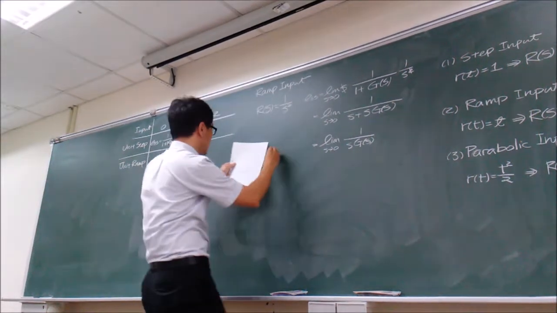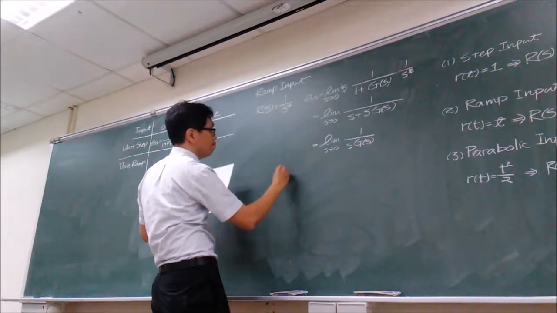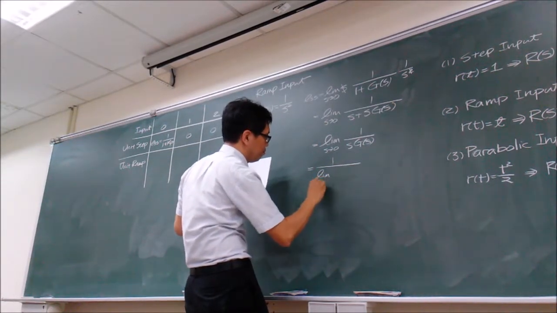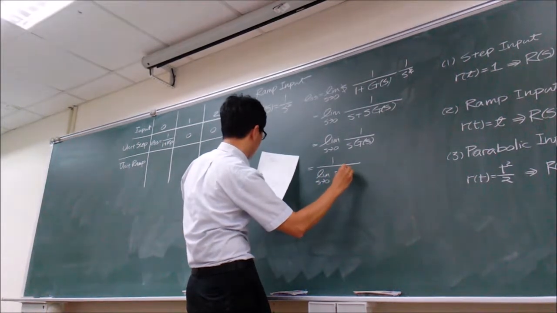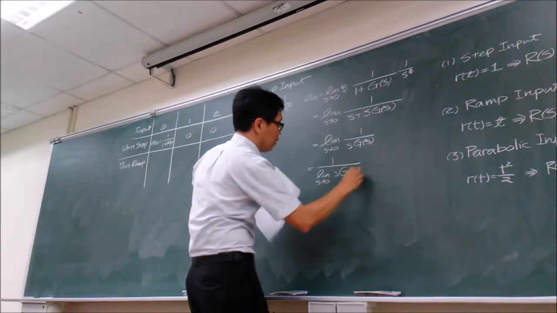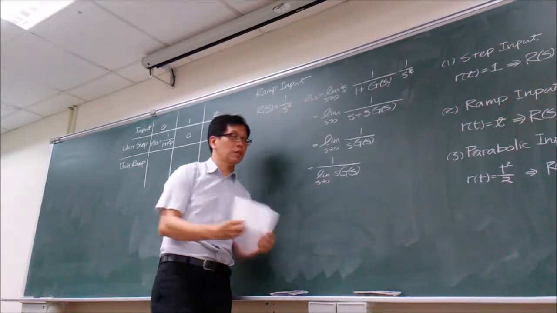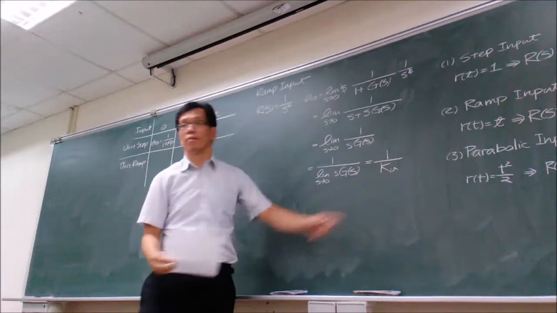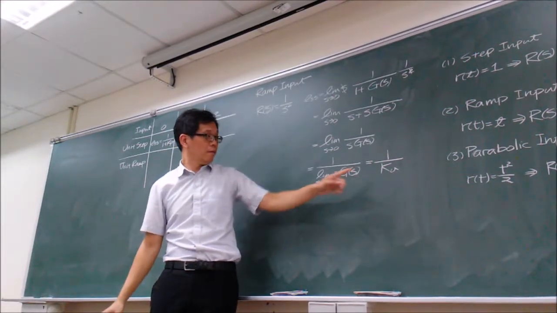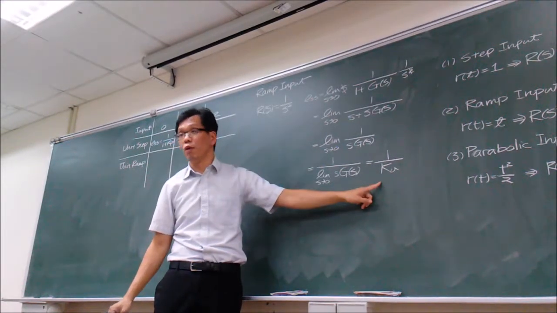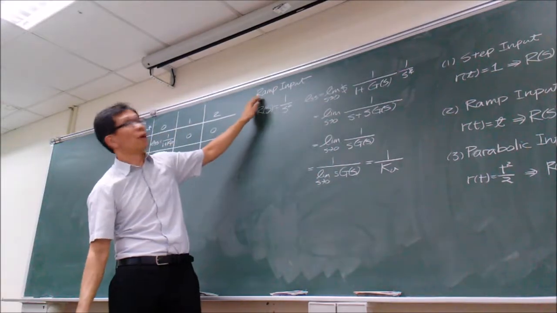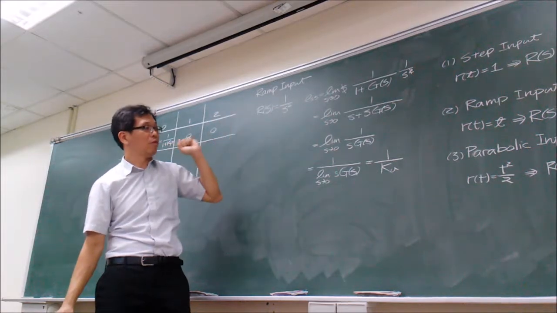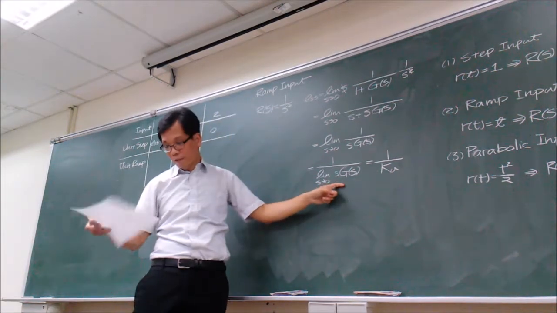If we say that if we define this part over here as Kv, then this becomes 1 over Kv, which is the steady state error for ramp input. Make sense?